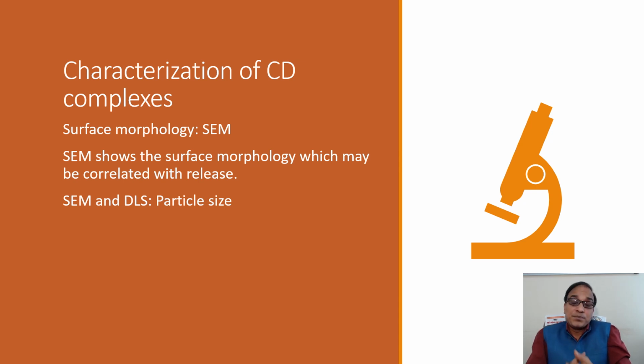Surface morphology, we perform the SEM. With the SEM, we may see the surface morphology, which may be correlated with release and other parameters. We can also have an idea about the particle size of the complex. We can also perform the particle size analysis with DLS, laser scattering. We can have an idea of the particle size of the cyclodextrin complexes. However, it depends on whether the particle size is in the range which DLS can determine.